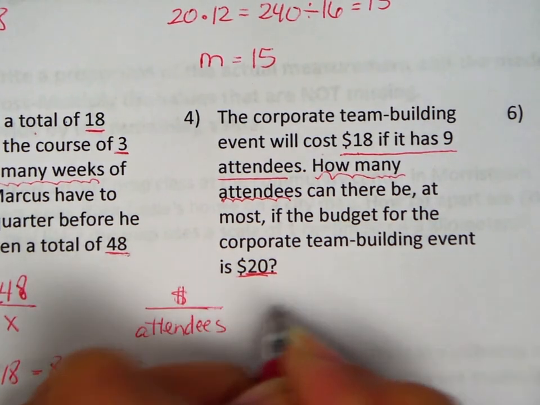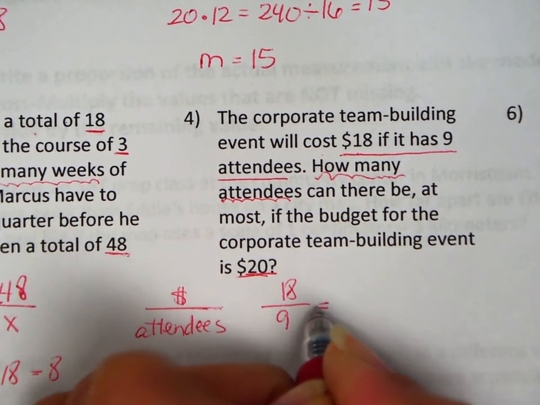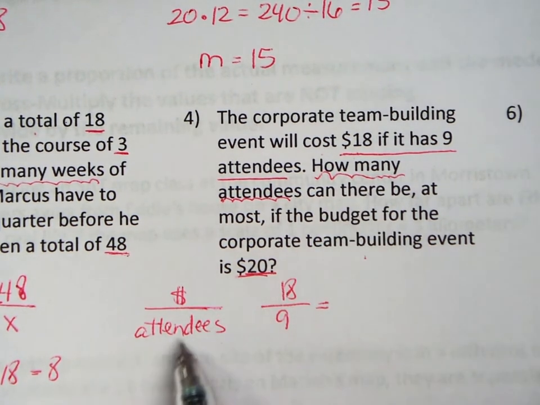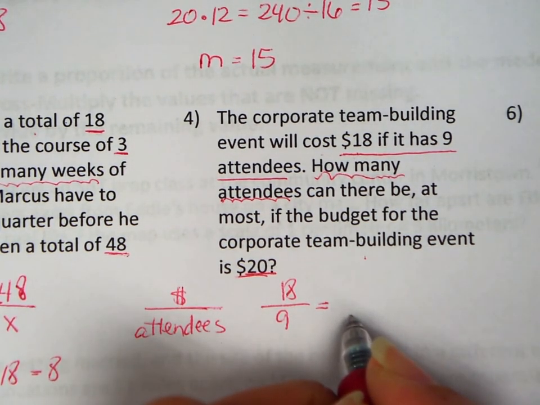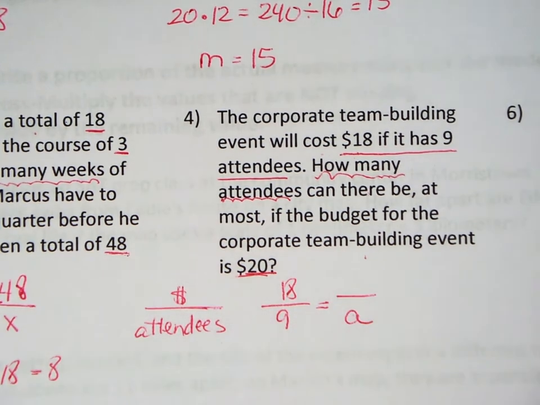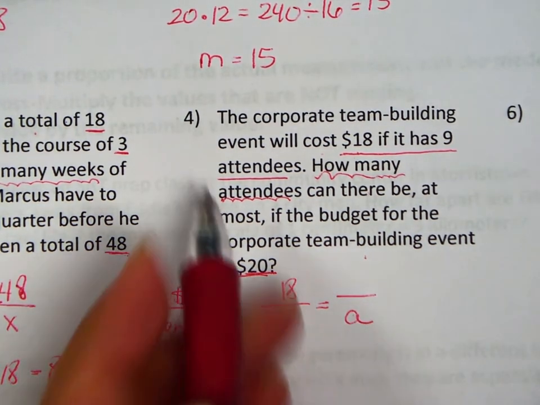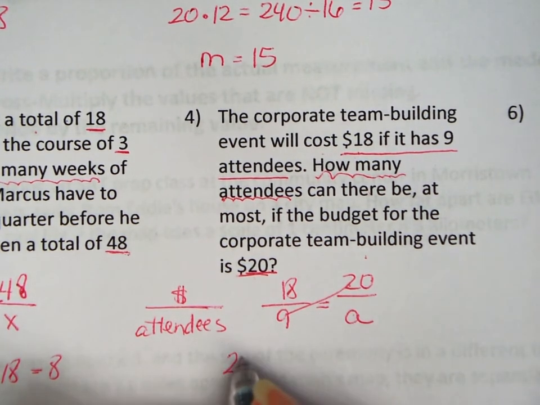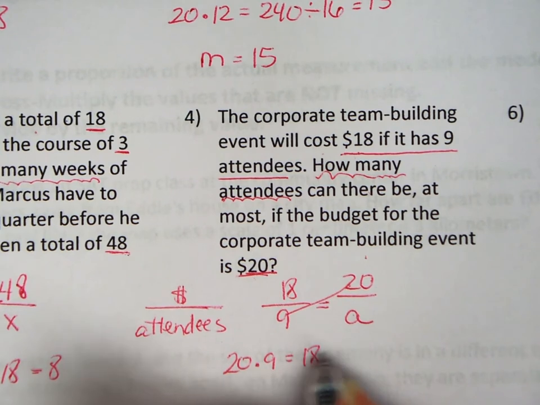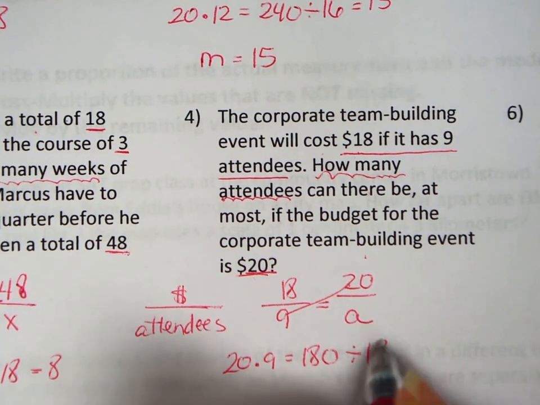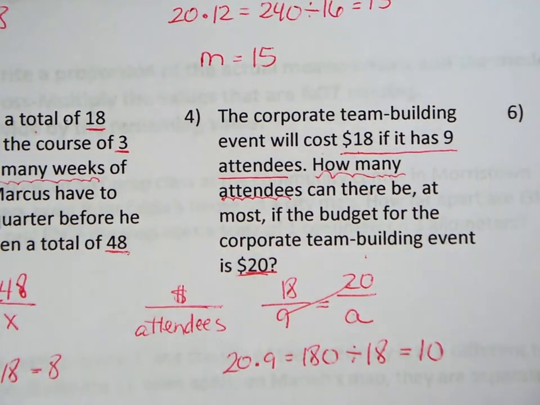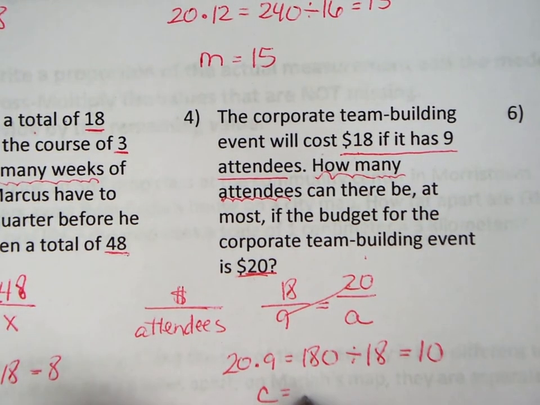So we have $18 for 9 attendees, and in our next statement we're looking for how many attendees, and that's our denominator, so we'll have to give that a variable, and our numerator is $20. So when we cross multiply, 20 times 9 is 180, and then divide by 18, we get 10. And again, it's a word problem, so we need to make sure we put our labels. Attendees.